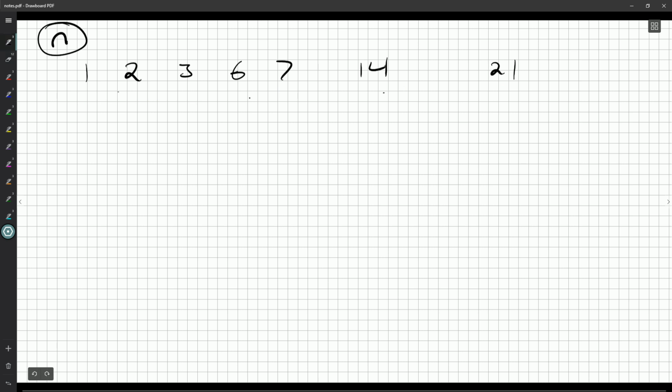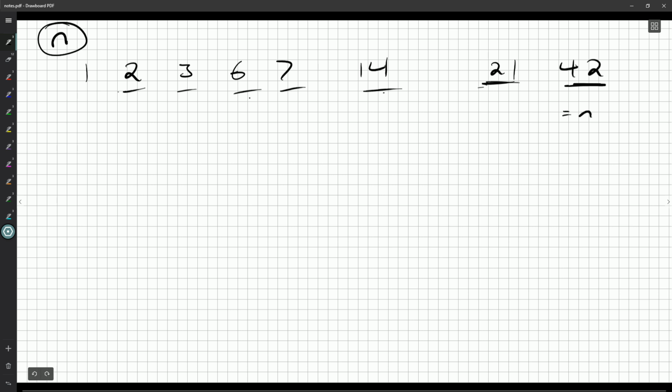Now, I said 2 doesn't divide 21. So what if we combined 2 and 21? You'd get 42. And 3 divides 42, 6 divides 42, 7, 14, 21. All of these divide 42. Right? 42 is going to have to be our n.